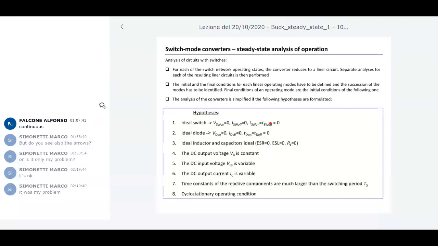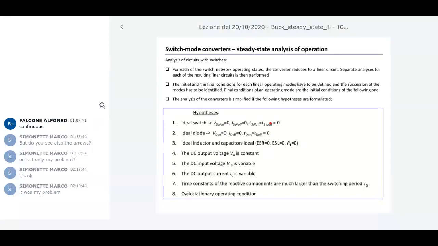The output voltage is constant. What does it mean? Small ripple approximation. I can just consider the DC component of the output and not the AC component. The DC input voltage, Vin, is variable. What does variable mean? Variable means that I can change it. Vin can change from a minimum voltage to a maximum voltage because this always happens.